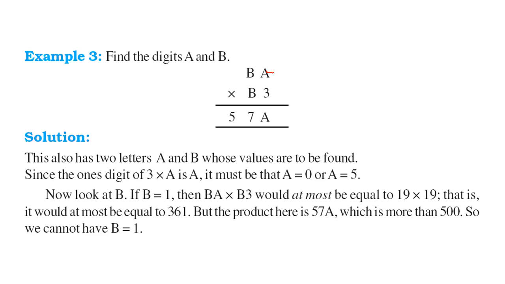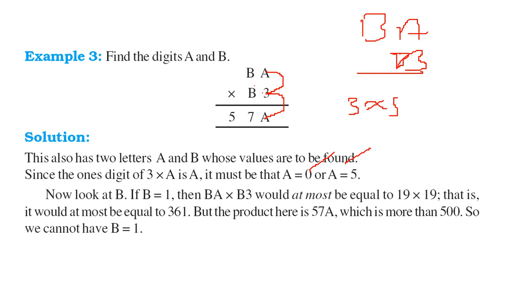Now you have to multiply so that you get a. This also has the letter b, right? First you multiply ba by 3, then you add the result with ba into b. This is what you do. We know that a into 3 has to give a. For that, you can take a equal to 0 and a equal to 5. 3 into 5 gives 15, so 5, 5. 0 and 5 are the only options for a.